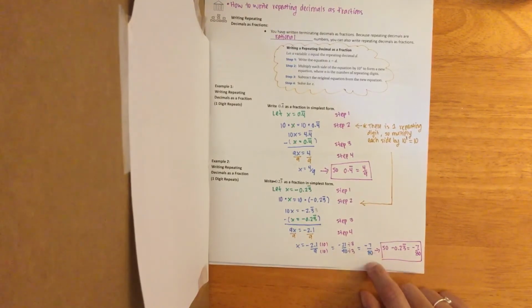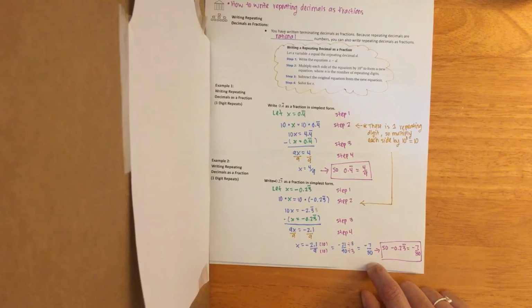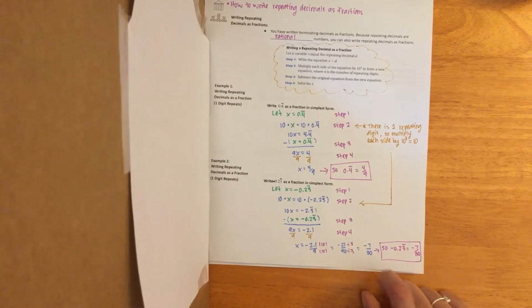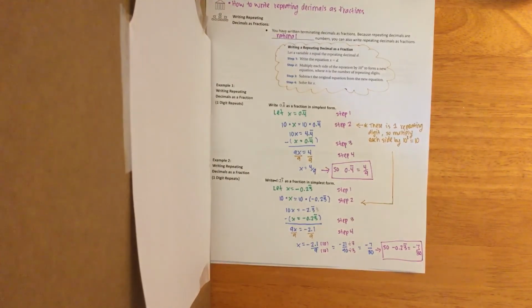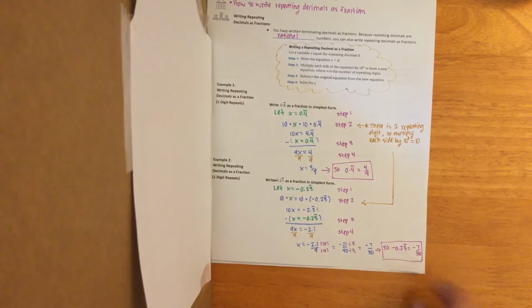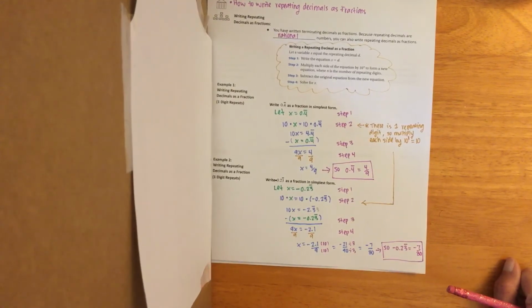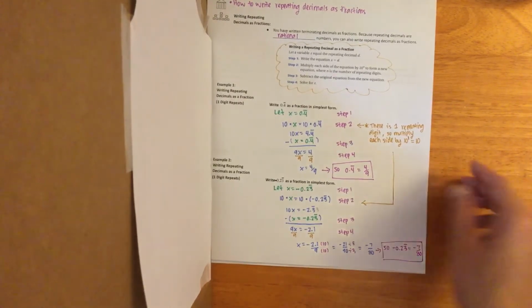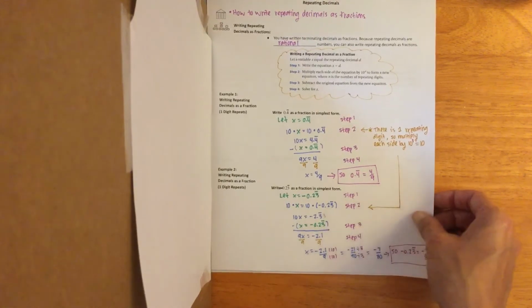So now, this is my answer. Negative 7/30. Negative 7 over 30, or negative 7 divided by 30. They all mean the same thing. So our original repeating decimal is the same thing as negative 7/30. I know, really strange, but it gets better when you keep practicing.